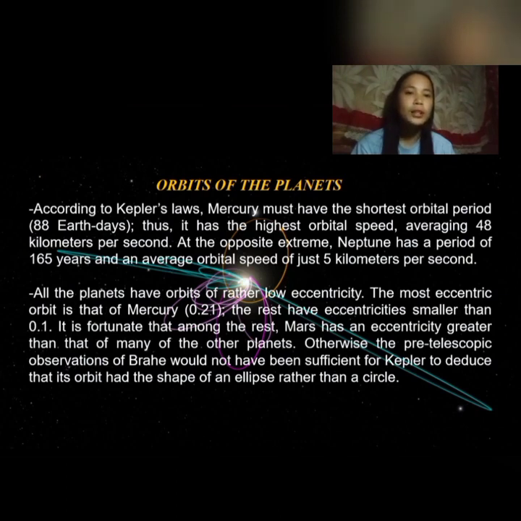It is fortunate that Mars has an eccentricity greater than that of many of the other planets. Otherwise, the pre-telescope observations of Brahe would not have been sufficient for Kepler to deduce that its orbit had the shape of an ellipse rather than a circle.